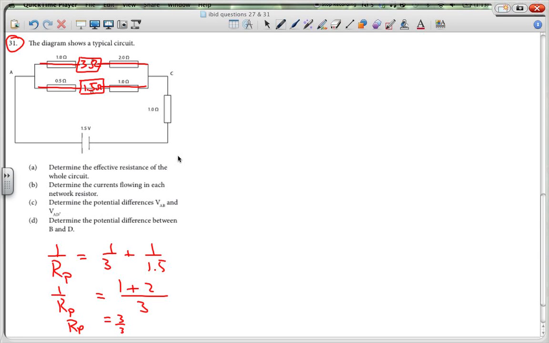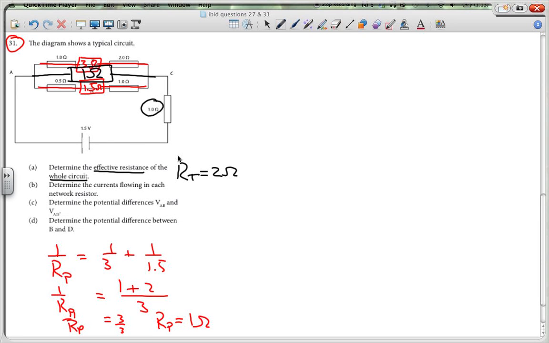Our RP obviously is going to equal 1 ohm. So we have an effective resistance for this branch of 1 ohm. And so our total resistance, determine the effective resistance for the whole circuit, is going to be this 1 ohm plus this 1 ohm over here. The total resistance is going to equal 2 ohm.